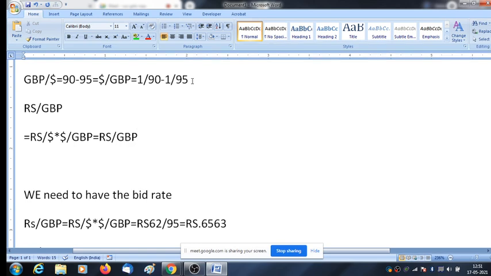So here you see 90 and 95. We take the inverse, it becomes 1 by 90, 1 by 95. You agree with me or not? Yes, sir. If I take the inverse, GBP per dollar becomes dollar per GBP. Agree with me or not?